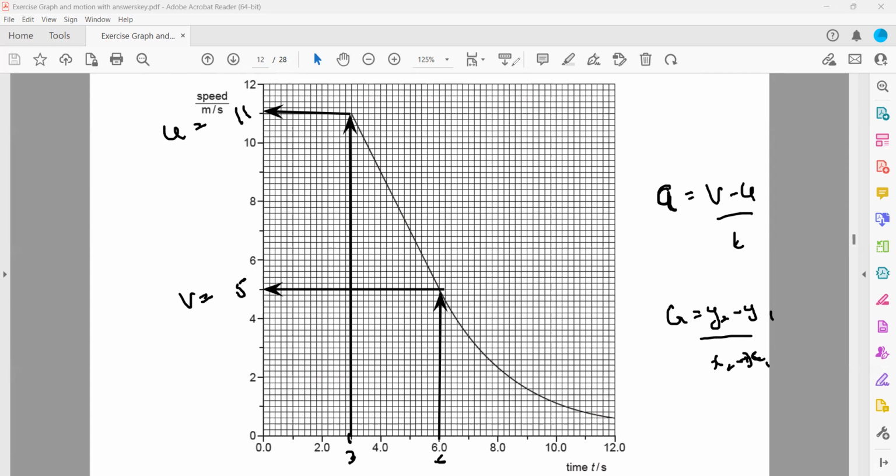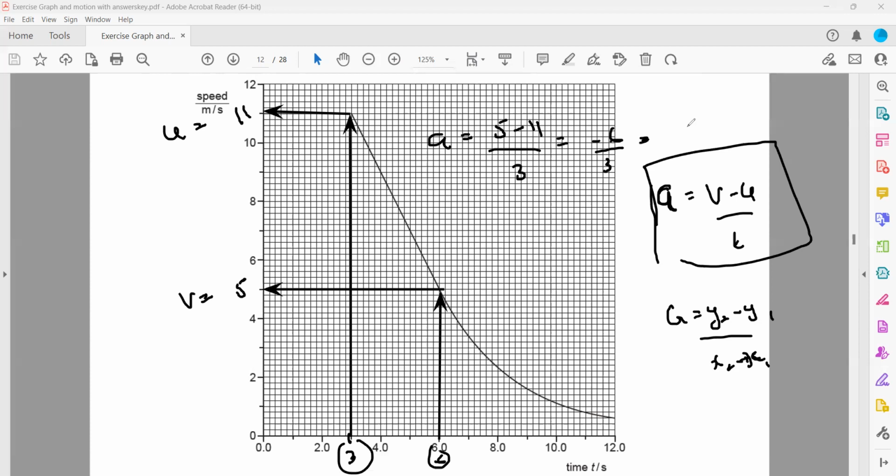If it is a curve, you cannot use a formula. You have to use a gradient for a curve. The gradient is valid for both a straight line and a curve, but the formula is only valid for a straight line. So acceleration is the change in velocity, which is 5 minus 11, divided by the time interval. What is the time interval from 3 seconds to 6 seconds? So time is equal to 3. So 5 minus 11, which is minus 6, divided by 3, we get minus 2 meter per second square.